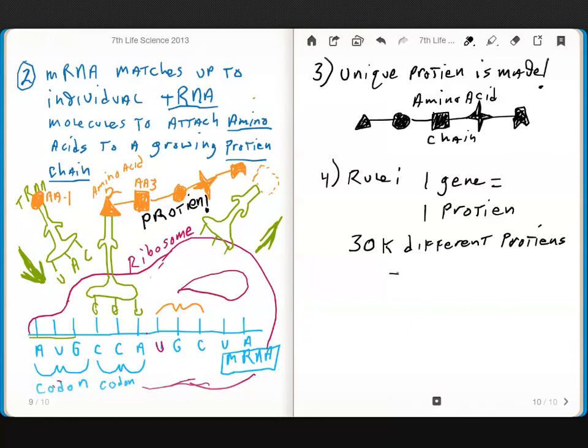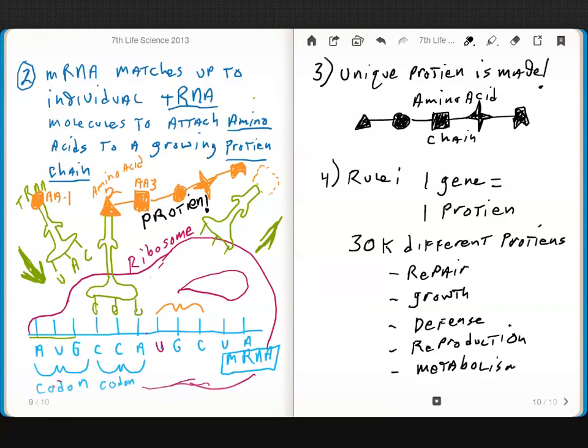They have many functions: repair, growth, defense, reproduction, metabolism, and messaging, just to name a few.